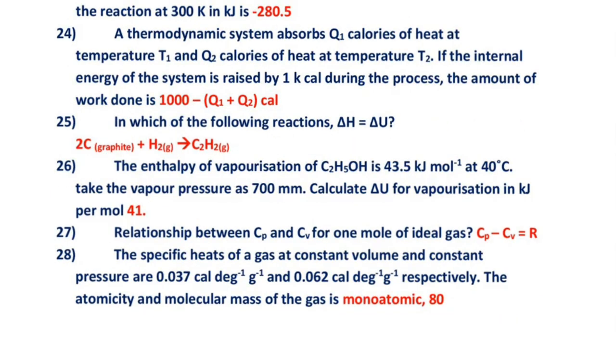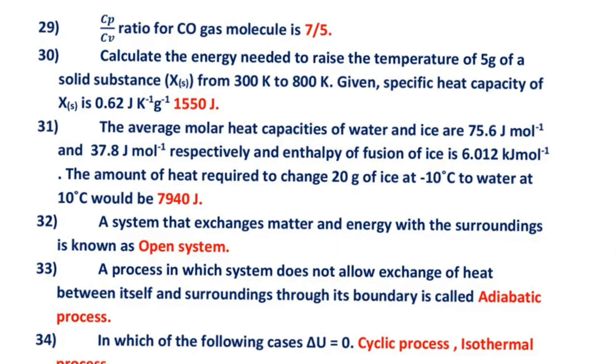The atomicity and molecular mass of the gas is monoatomic, 80. Cp by Cv ratio for CO gas molecule is 7 by 5. Calculate the energy needed to raise the temperature of 5 gram of a solid substance X from 300 Kelvin to 800 Kelvin. Given specific heat capacity of X is 0.62 joule Kelvin power minus 1 gram power minus 1.